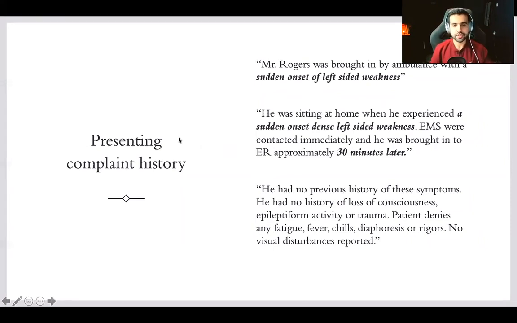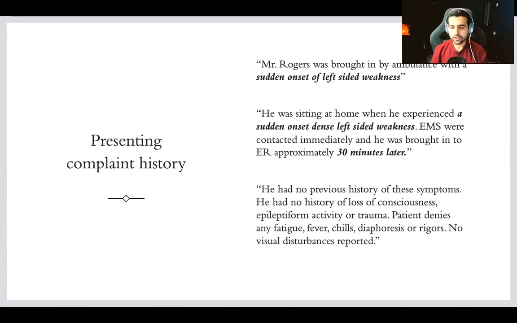which is the presenting complaint history. So Mr. Rogers was brought in by ambulance with a sudden onset of left-sided weakness. So there you go, that's the presenting complaint. He was sitting at home and he experienced that weakness. The emergency medical services were contacted and they brought him to the ER approximately 30 minutes later.